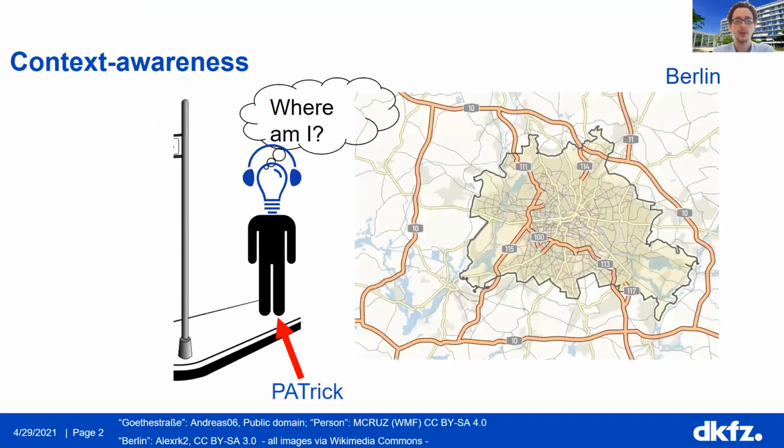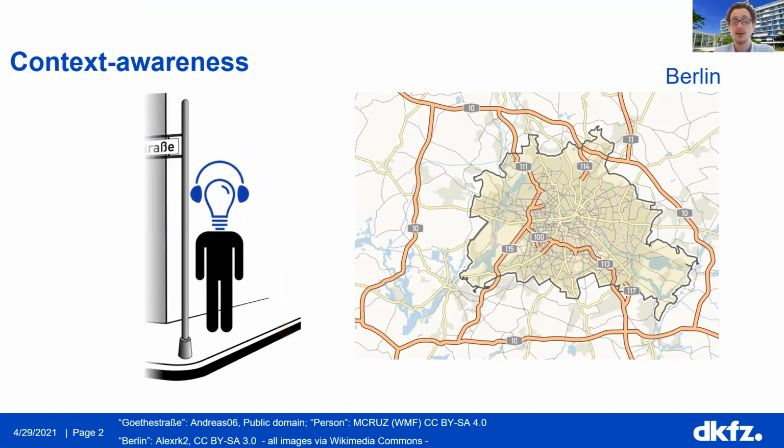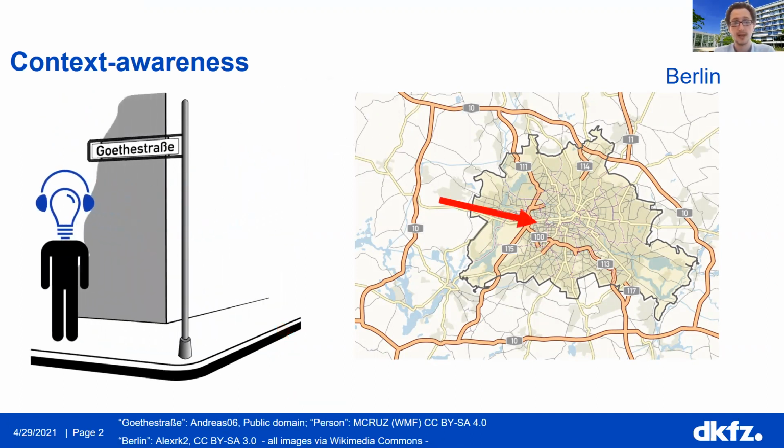But first of all, I want to introduce you to Patrick. Patrick is our group mascot and he just recently went to Berlin and got a little bit lost on his trip. But then he walked around a corner, he saw a street sign which said Goethestraße, he looked it up in his map and he immediately knew where he was.